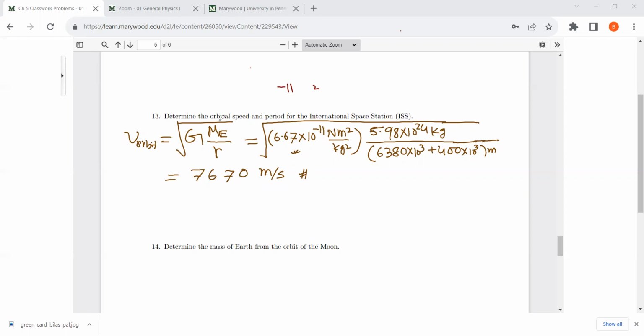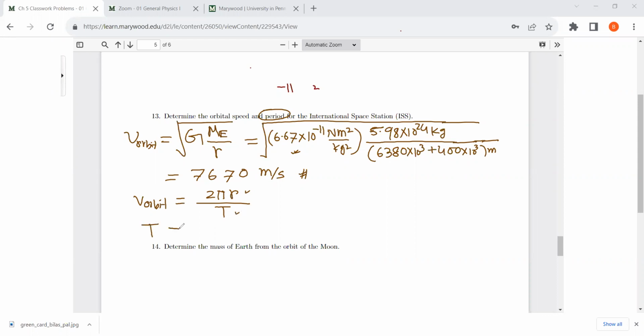Now the next question is, what is the period? So you find the speed, and then what is the period? Again remember that we already know how to calculate the period. For this problem, we can use this equation. The speed is distance divided by time. So in one full turn, the satellite travels this distance, and the time needed equals the time period.